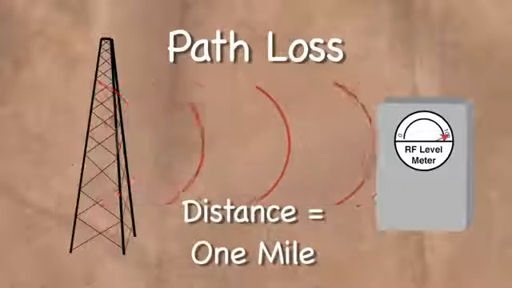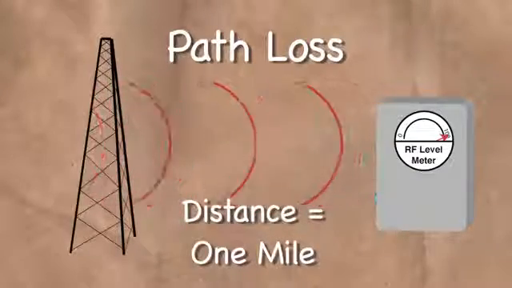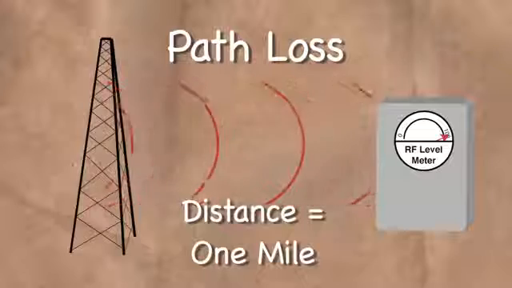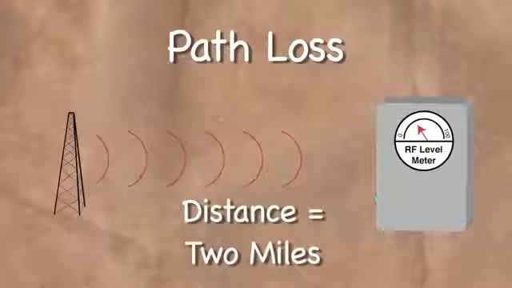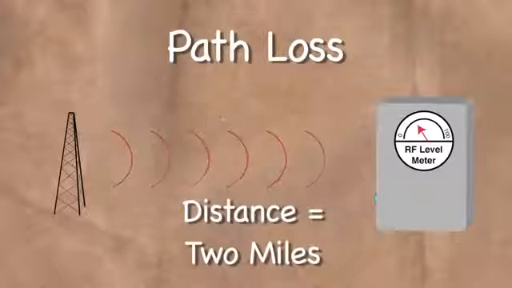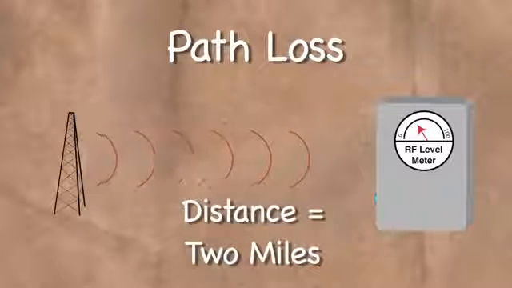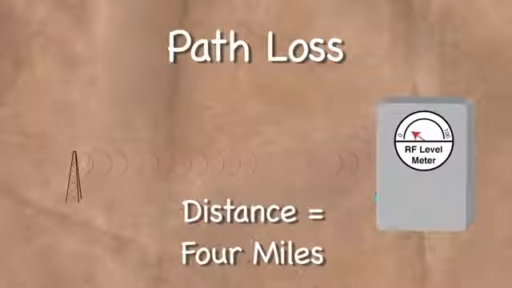Another important factor in the propagation of radio waves is path loss. As a signal moves further from its source, the intensity or signal strength is reduced. In fact, for every doubling of distance traveled, the signal strength is reduced to 1/4. In general, lower frequencies travel further than high frequencies.